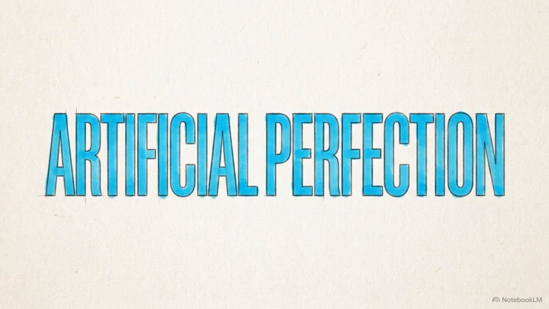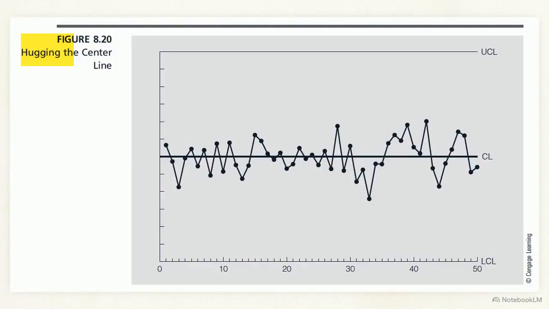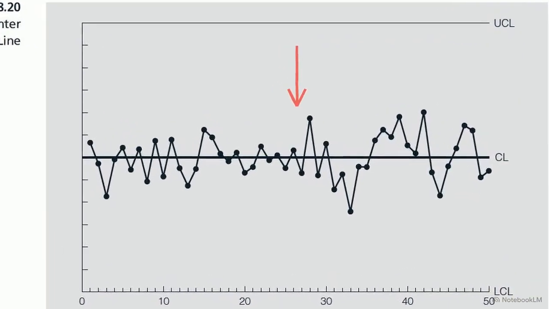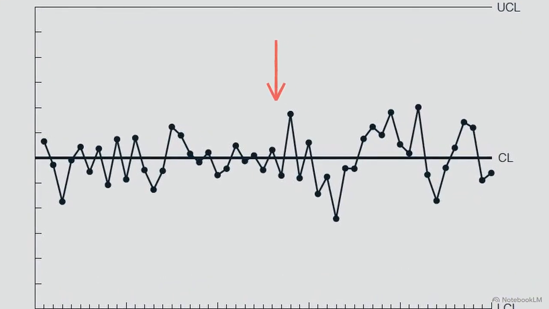This visual shows hugging the center line, with data zigzagging tightly around the average. It looks ideal, but zero natural variance strongly indicates failure. This artificial perfection often points to operators smoothing data, or a broken measurement gauge lacking sensitivity.